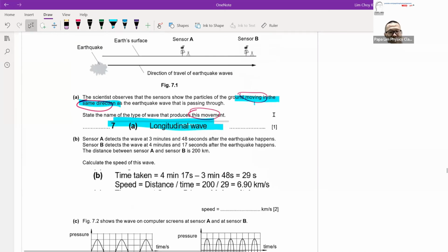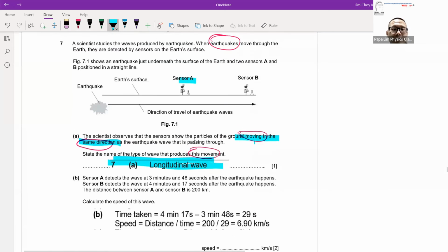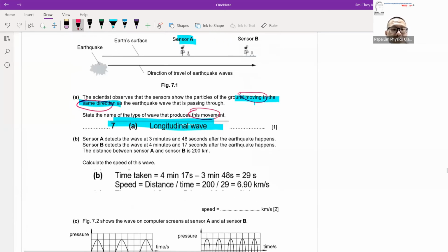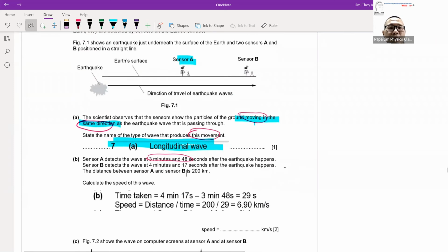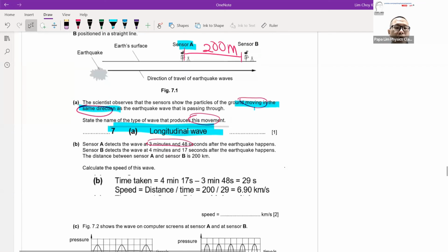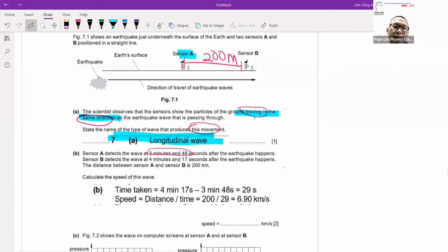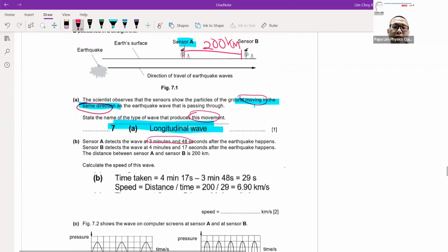Then sensor A, which is here, is nearer to the earthquake zone. It takes 3 minutes and 48 seconds. Remember the SI unit. Then sensor B takes 4 minutes and 17 seconds. And the distance between A and B is 200 kilometers. Sorry, not 200 meters, 200 kilometers. So calculate the speed of the wave. It's quite easy. Take note of the SI unit.